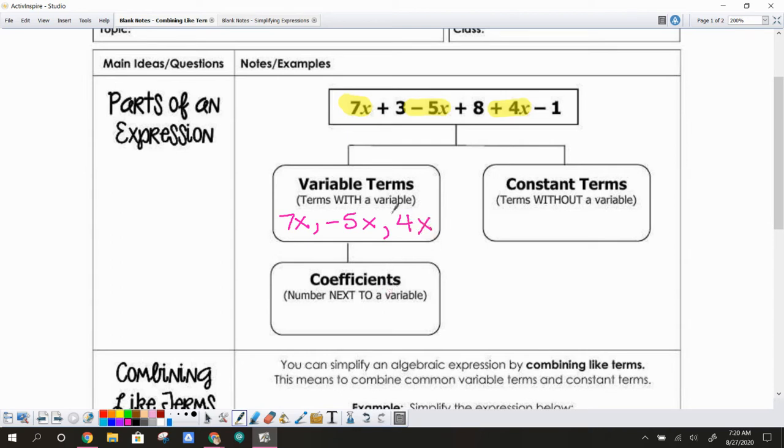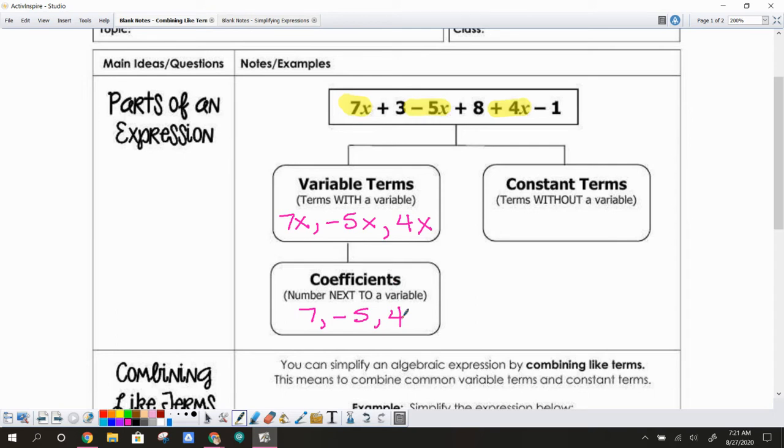Now, along with variable terms, each variable term should have a coefficient. It's the number that's next to that variable, the number that's in front of the variable. If there is no number there, it's a 1. So if you just had the variable x, your coefficient would be 1. If you had a negative x, your coefficient would be a negative 1. But for these three that we have here, our coefficients are 7, negative 5, and 4.